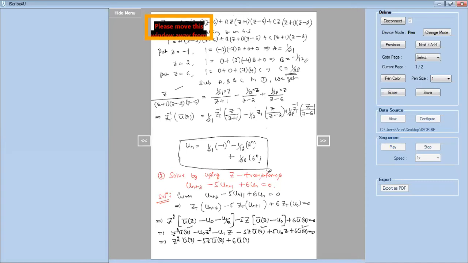If I take it to the RHS, it becomes plus u naught z square. Next, this term, plus u1 into z. Next, this term, if you take it to the right hand side, is minus 5 u naught into z. Correct? You have taken the z transformation on both sides, the formulas are applied, and you simplify. Now in the left hand side, you can take u bar of z common.